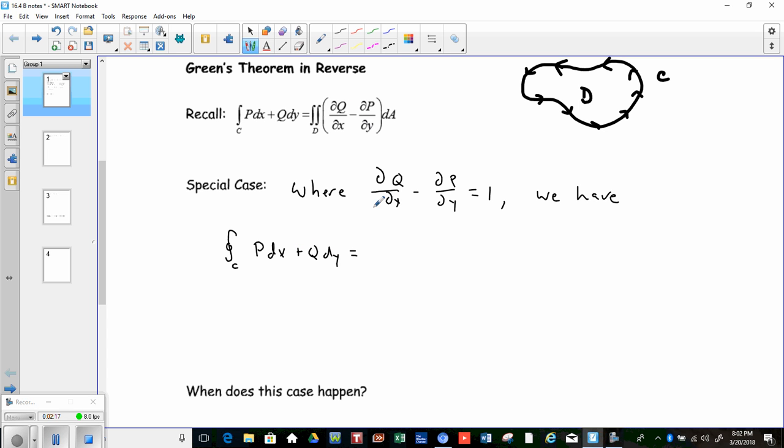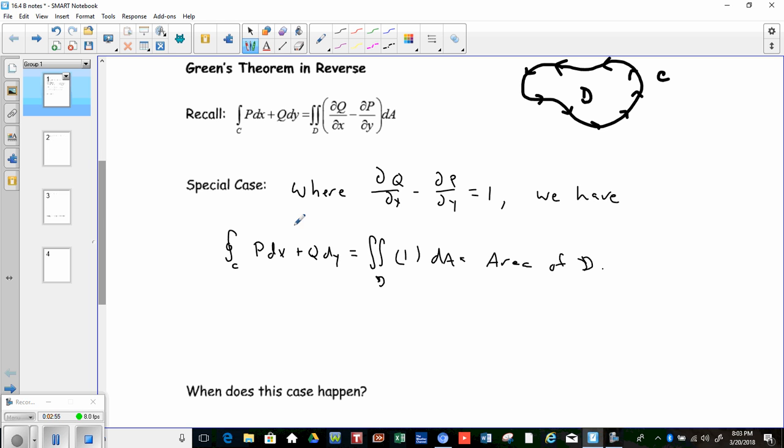Again, just going from this definition up here, would be the double integral over D. Well, if we let dQ/dx minus dP/dy, which is this, equal 1, then I'm really just taking the double integral of 1 dA. Which, if you think about it, all I'm really getting is the area inside of here. So I'm getting the area of D.